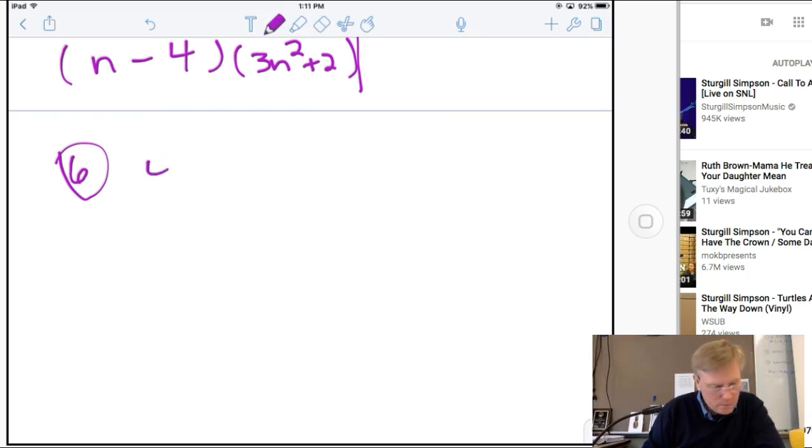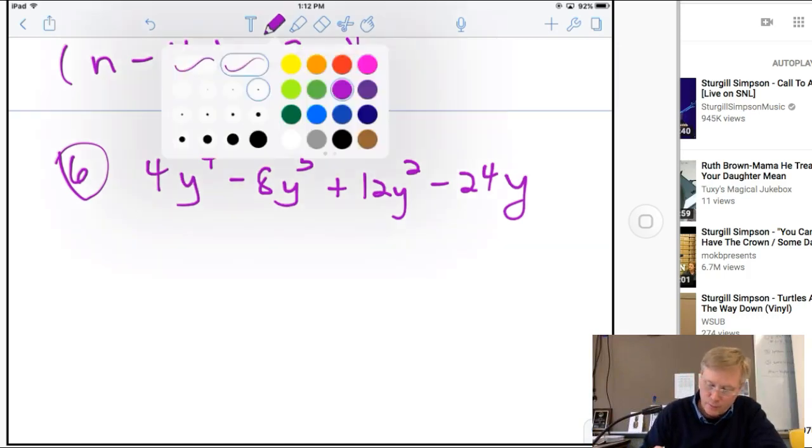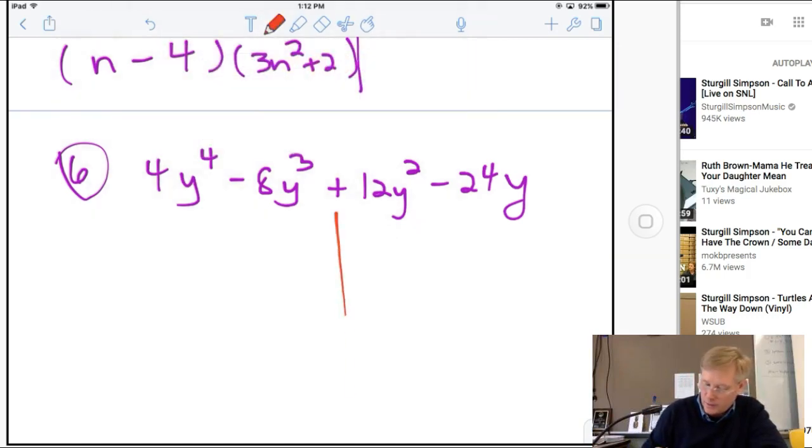Four y to the 4th minus 8y to the 3rd plus 12y squared minus 24y. It's a 4. Okay, so this one, same idea. Anytime I see 4 terms like that, this is the only way of showing you how to factor it. Draw a line down the middle and start seeing what you can pull out of each term.